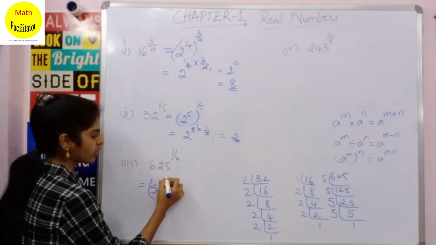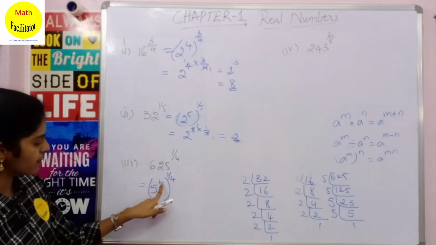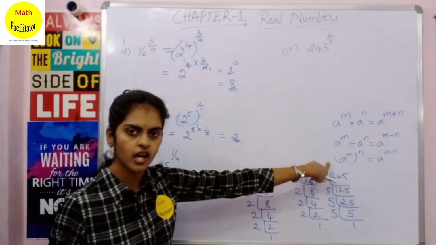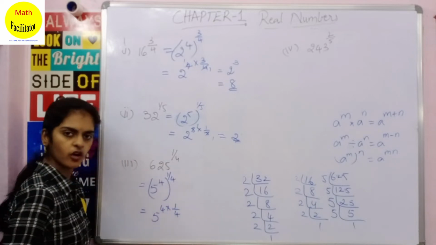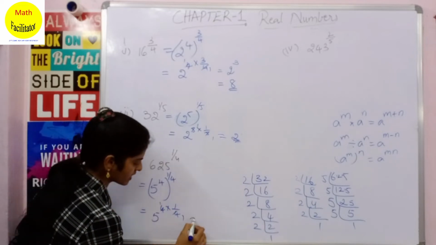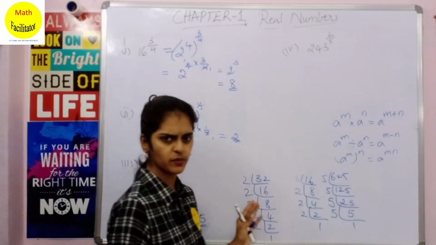And you have 1 by 4 here. So this is again of the form a power m whole power n, so it is a power m into n. Now 4 1s are 4, 4 divided by 4. So it is 5 power 1, which is nothing but 5. Very simple problems, right?